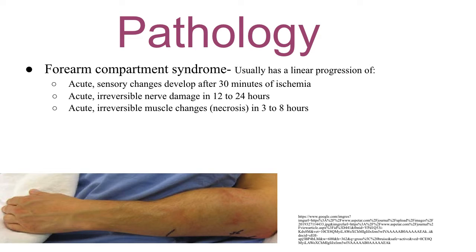MOIs. Pathology, forearm compartment syndrome usually has a linear progression of acute sensory changes development after 30 minutes, acute irreversible nerve damage in 12 to 24 hours, acute irreversible muscle changes, necrosis, in 3 to 8 hours. So obviously a very important injury to pay attention to.